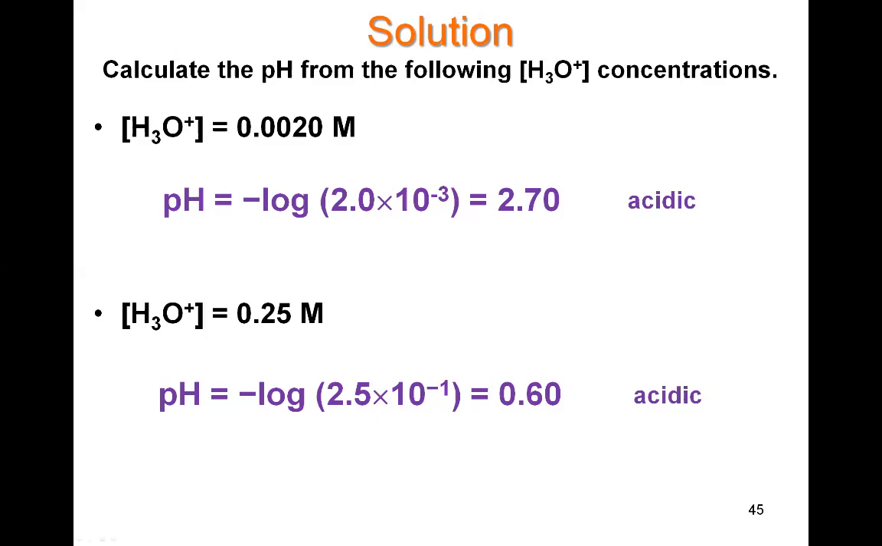Notice how the 0.25 molar has been changed into scientific notation also. And you don't have to do that. You can type the 0.25 in your log directly and it will give you the same answer. You can verify that. There's no need for scientific notation. Here it was just to show the number of significant figures more clearly.